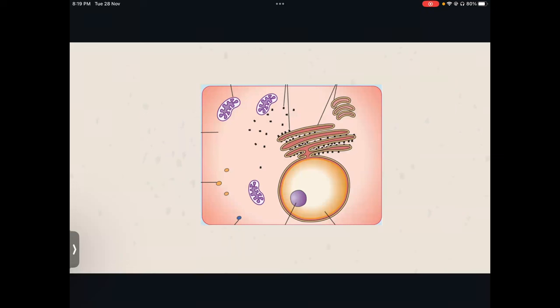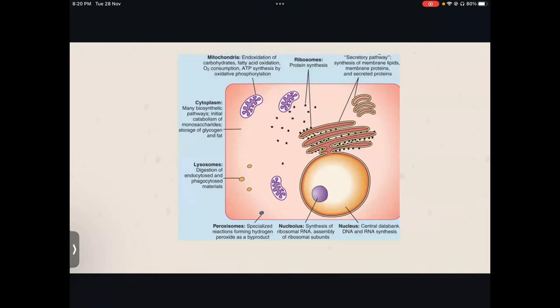Now, here we have a cell, and one thing to note is that all these reactions that we're talking about are compartmentalized. So think of a cell as like a house with rooms, and in each room there's a different process going on. So all different parts of the cell undergo different kinds of reactions. In the mitochondria, you have oxidation of carbohydrates and fatty acids and all of that, while in the cytoplasm, you have mostly anabolic reactions, like synthesizing molecules. And then you have other organelles like ribosomes, where you're making proteins. So different parts of the cell are responsible for different reactions and parts of metabolism. All right.